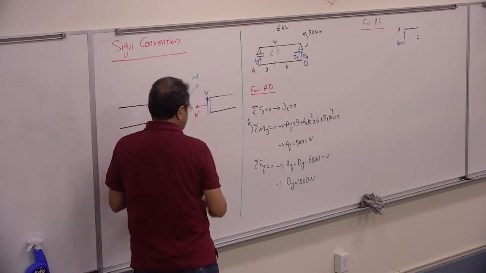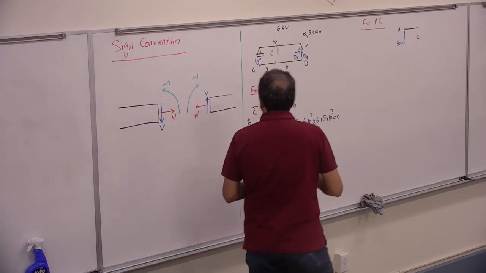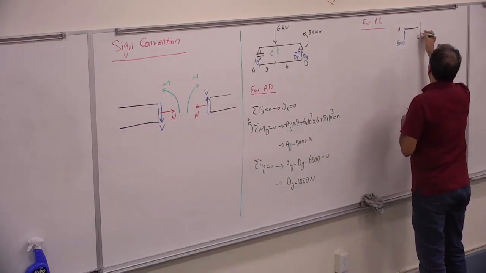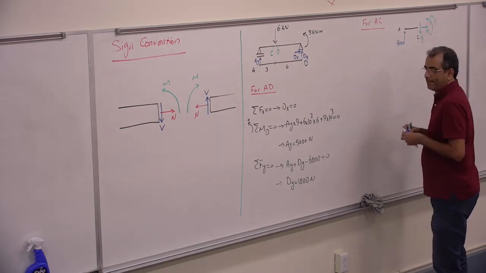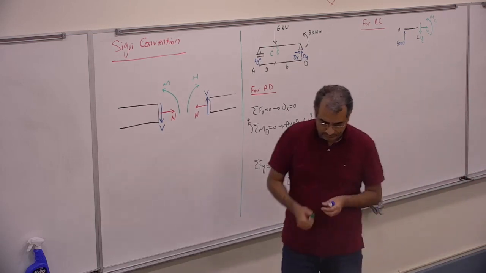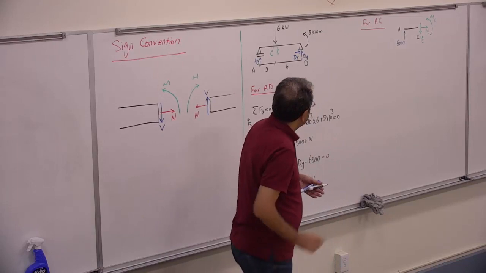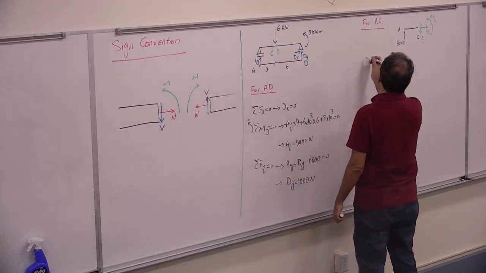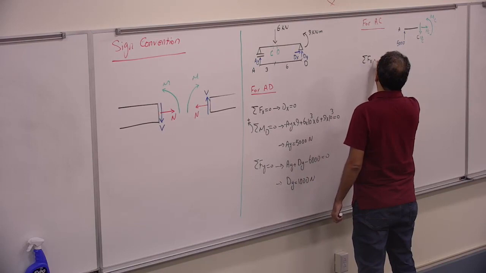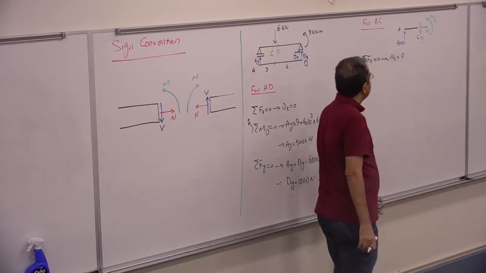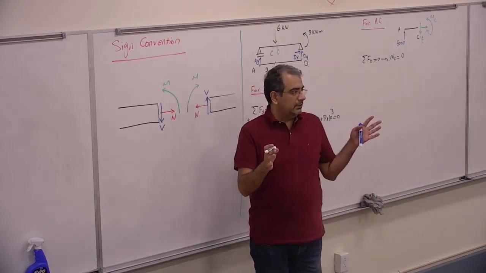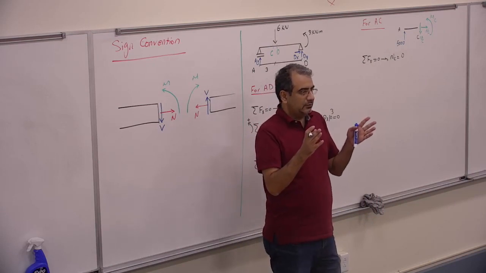So I'm going to have these three there. I'm going to have V going down, N like that, and M like that. So these are at C. So if I go ahead and write the sigma Fx is 0, it gives me NC is equal to 0. So basically, my section is not in tension or compression.